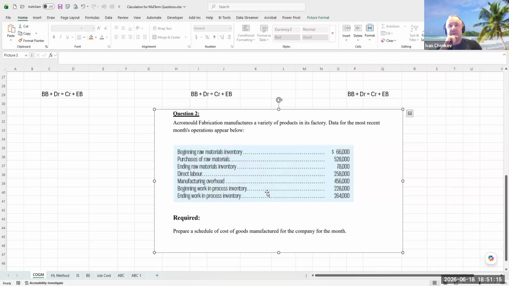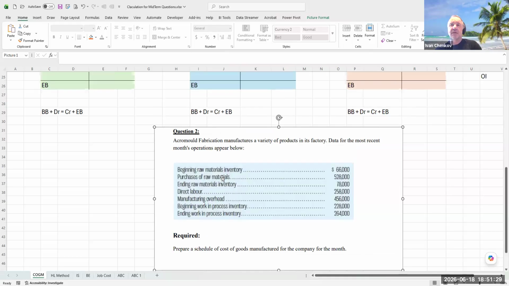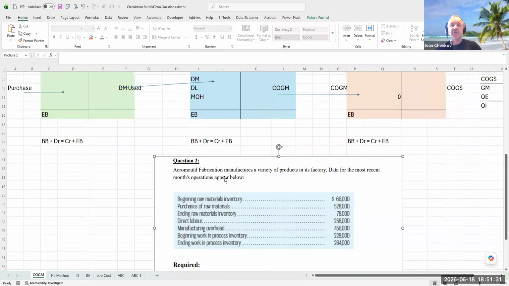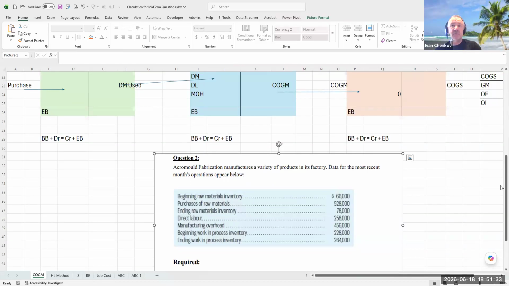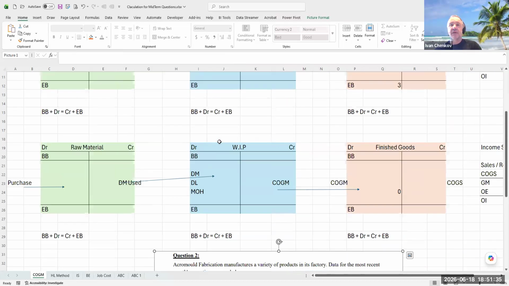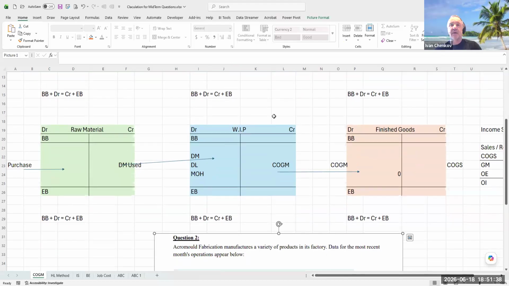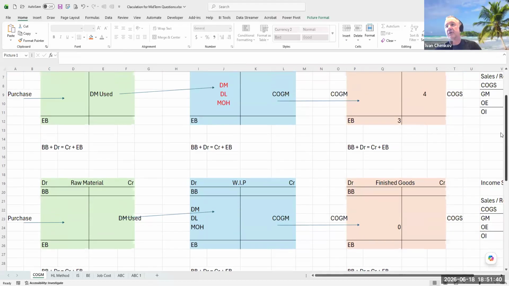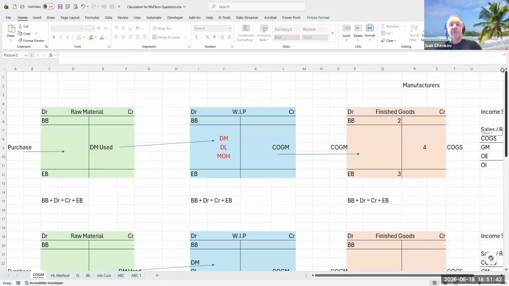Now, in this case, let's think about this. Obviously, once you see information like this, with raw material, work in process, and dealing with products, you have to understand that this is a manufacturing company. What's interesting about a manufacturing company? A manufacturing company has 3 inventory accounts, which are raw materials, work in process, and finished goods.